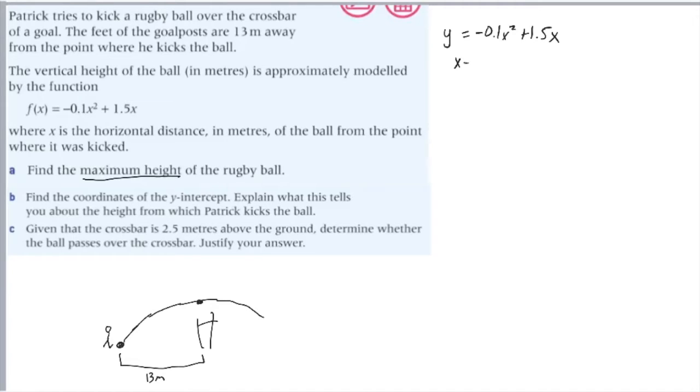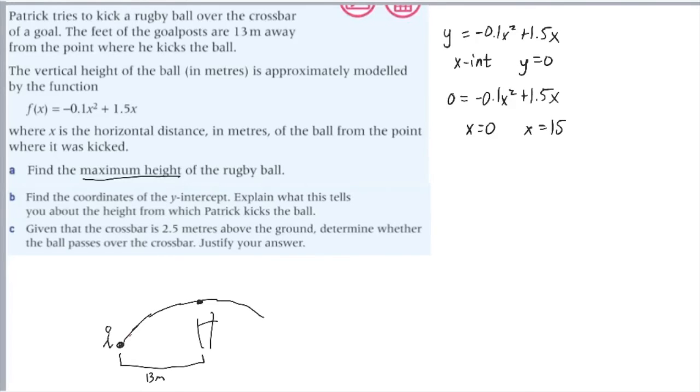To get the x-intercepts, we're going to make y equal to 0. So 0 equals negative 0.1 x squared plus 1.5 x, which should allow us to solve for x being 0 and x being 15. Now that I have those two x-intercepts, I should be able to find the position at which I get to the maximum height. That would be the middle of these two. That's what we did in the last one.